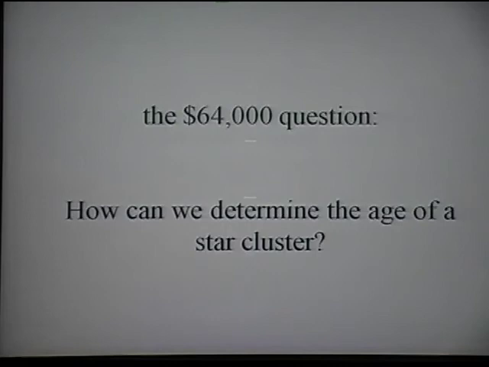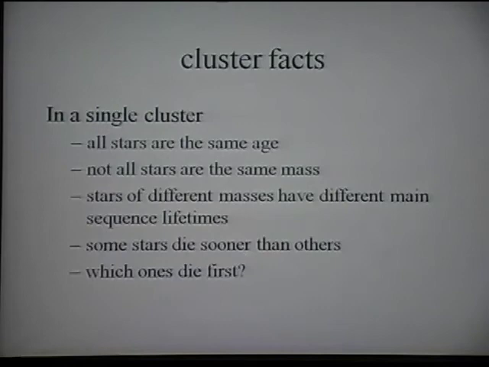We're going to do that from these main sequences, and from the turnoff points in the main sequence. We've talked about this before. In a single cluster, all the stars are the same age, but they're not the same mass. Stars with different masses have different lifetimes because they use their fuel at different rates, because they have different strengths of gravity squeezing them. The ones that die sooner are the most massive ones. The ones on the top left of the main sequence die first, and as they die, you work your way down the HR diagram.